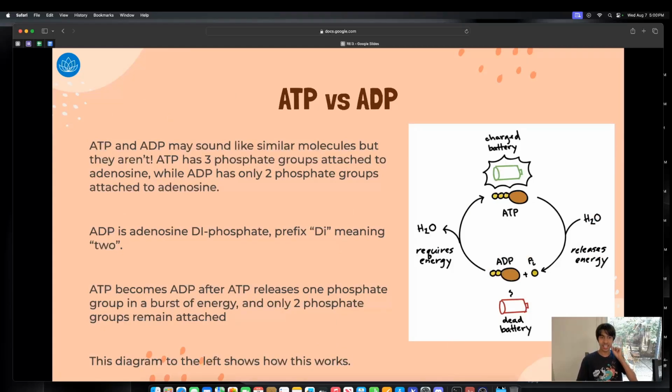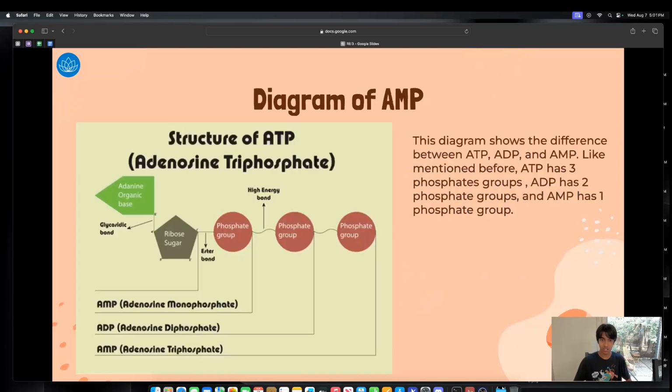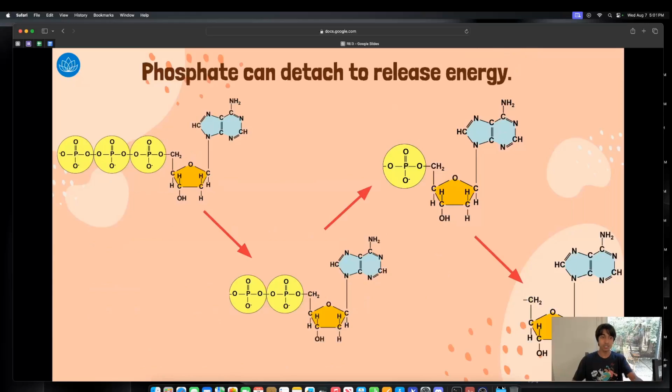So here's ATP versus ADP. These 2 molecules may sound similar, but they aren't. ATP has 3 phosphate groups, all 3 of these phosphates attached to it.